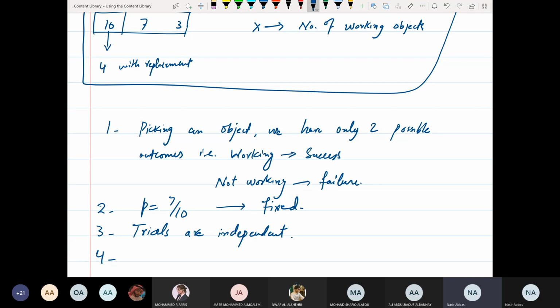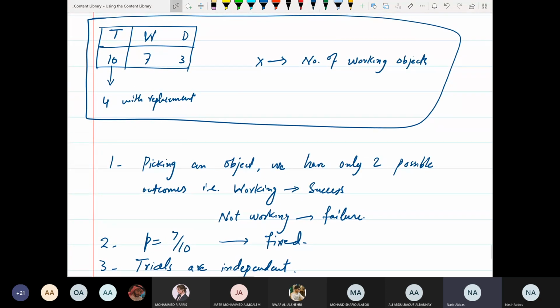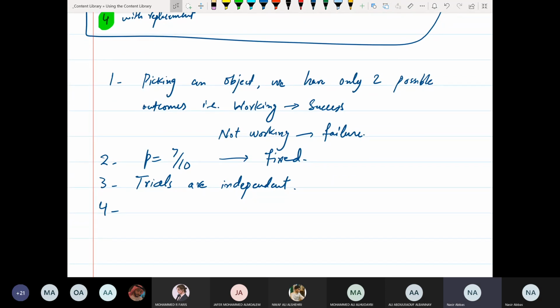Number 4. Before starting the experiment, how many times do you have to do this experiment? The experiment is that you have 10 objects, you have to pick one and check is it working or defective. How many times do you have to do this experiment? 4 times. Do you know it before performing the experiment? We know it. Even before performing the experiment, we know we have to perform it 4 times.